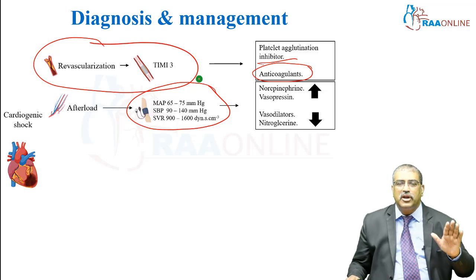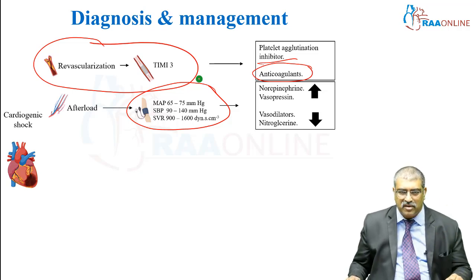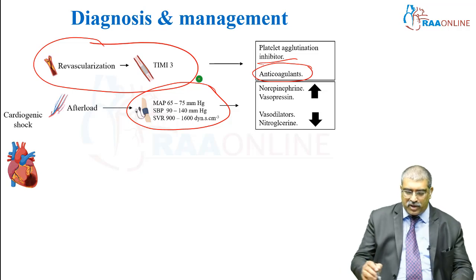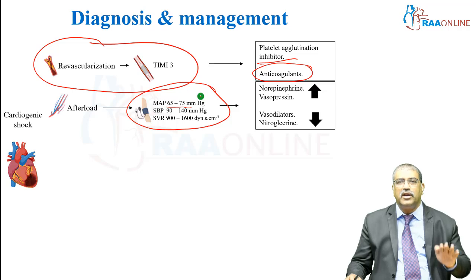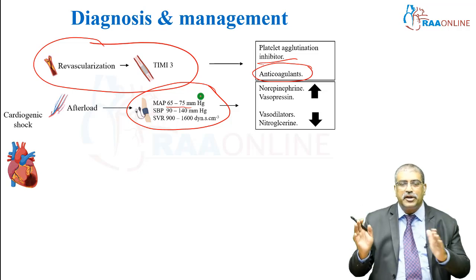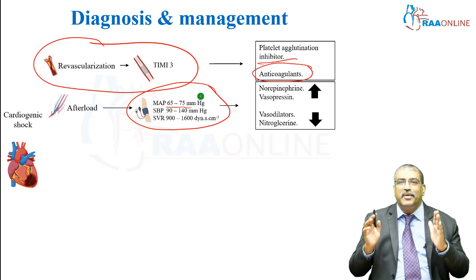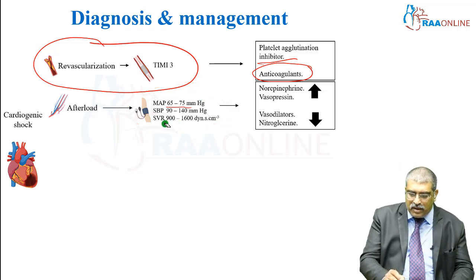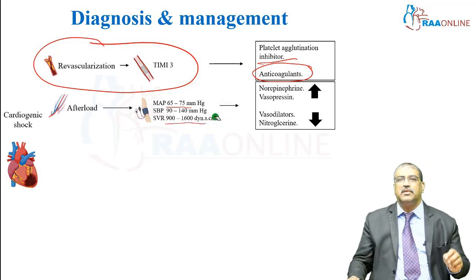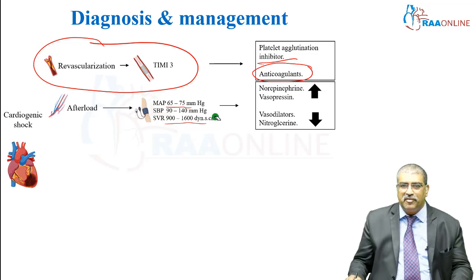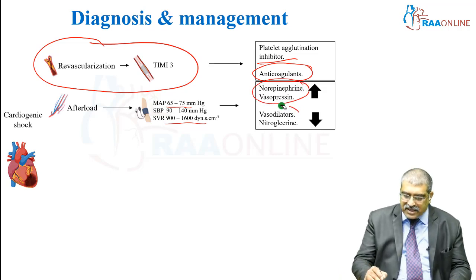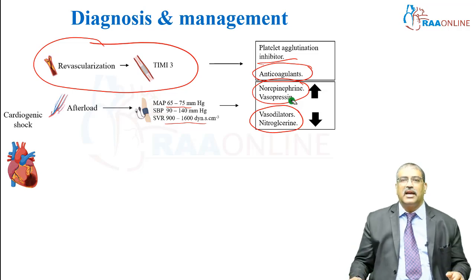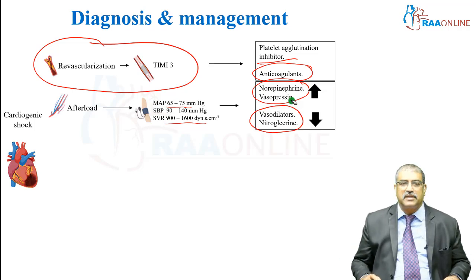The afterload, usually you look at the blood pressure and systemic vascular resistance, and normally you try to maintain a mean arterial pressure of 65 to 75 millimeter of mercury, your systolic blood pressure between 90 to 140 millimeter of mercury, and your SVR you maintain around 900 to 1600 dynes second centimeter to the minus 5. For increasing your afterload, you use norepinephrine or vasopressin. For decreasing the afterload, you use vasodilators or nitroglycerin.